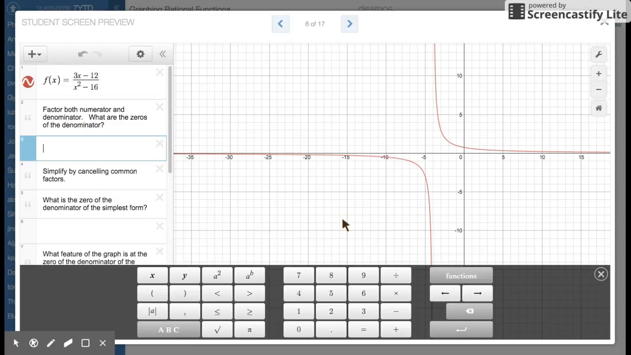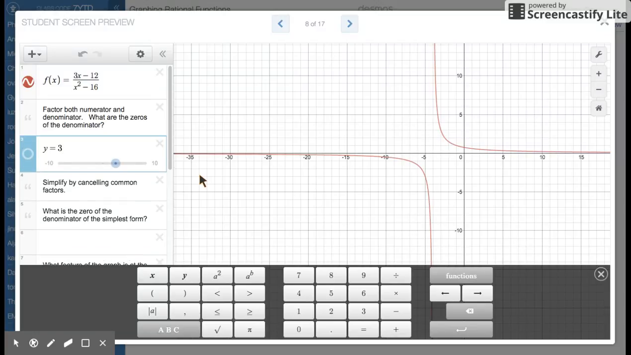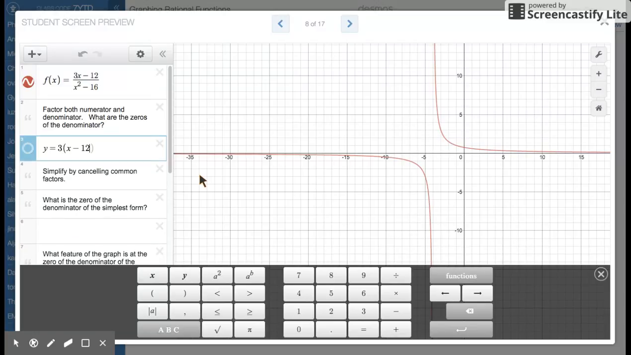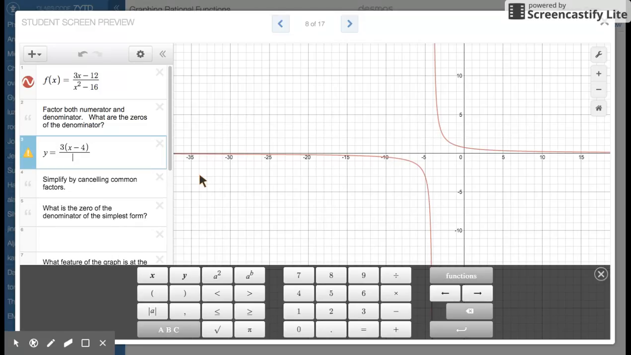In this tutorial, we are going to find the vertical asymptote and holes in the rational function f of x. First, we must factor both numerator and denominator. So we write y equals 3x minus 12, which can be factored as 3 times (x minus 4), over x squared minus 16, which is a difference of squares, so we can factor this as (x minus 4) times (x plus 4). I forgot the parentheses.